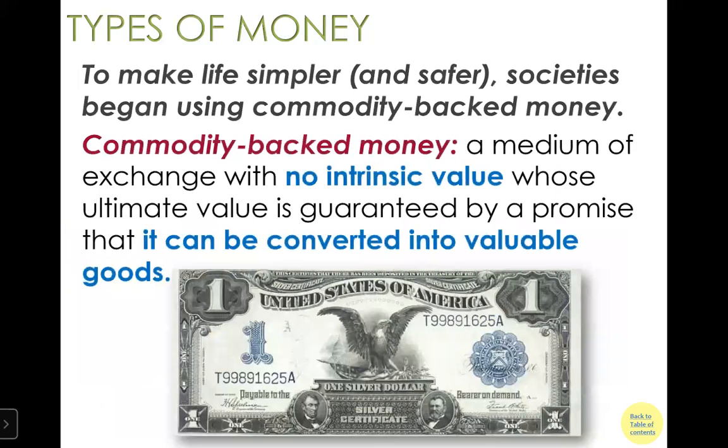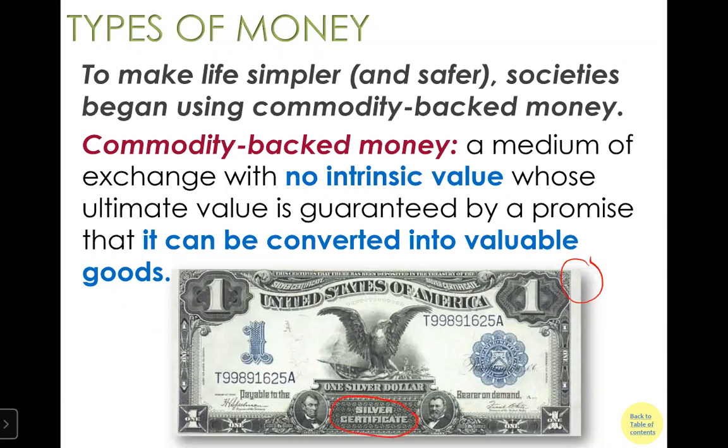Now we are going to look at a more modern form of money. This is called commodity-backed money. So this is a medium of exchange. Again, this is the same as commodity money, but this medium of exchange has no intrinsic value. What that means, just look at this background picture. This currency looks pretty much like what we use today, but it's slightly different.